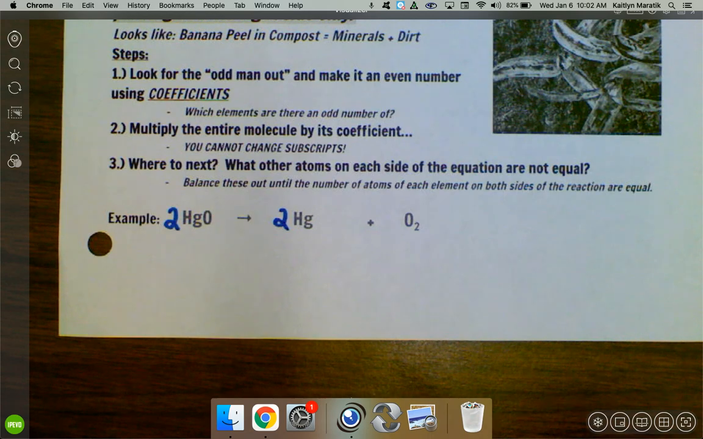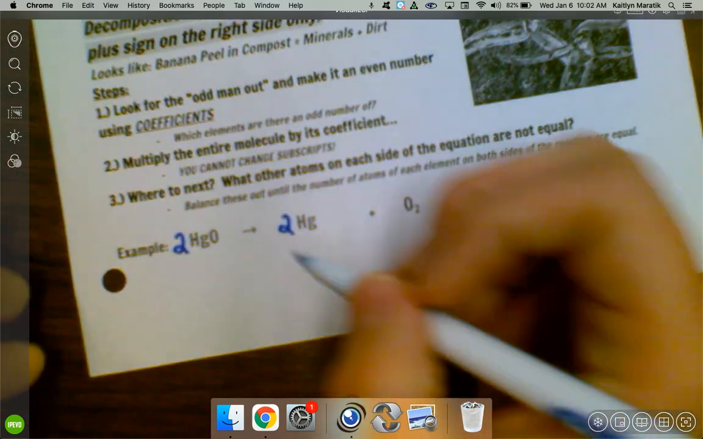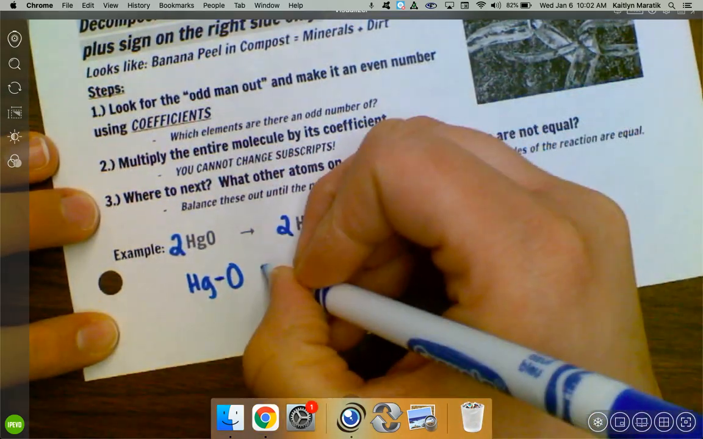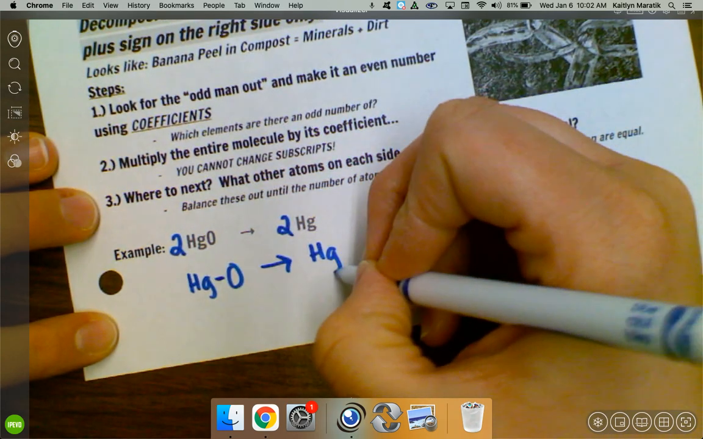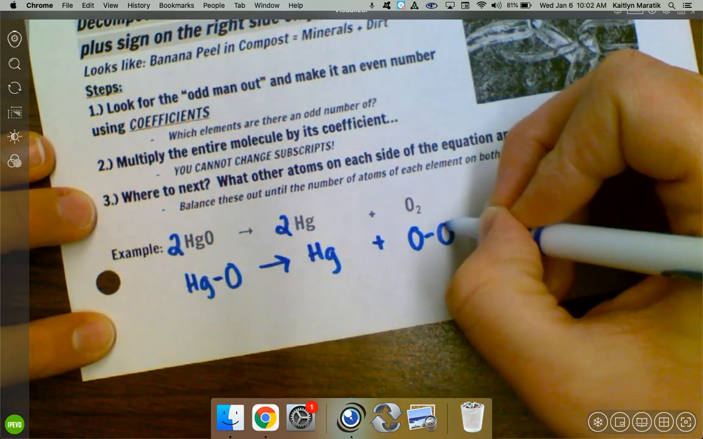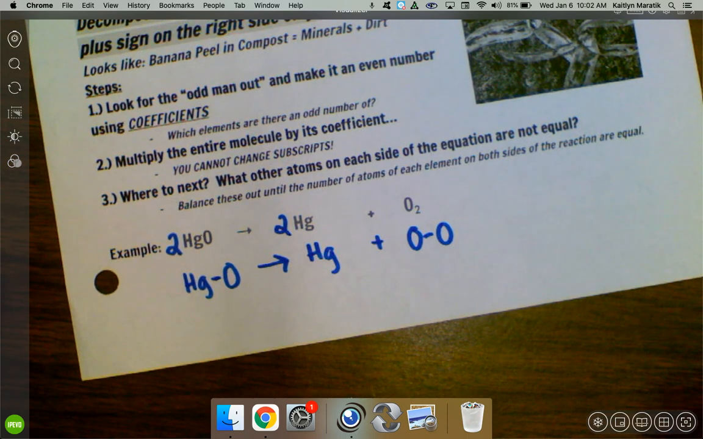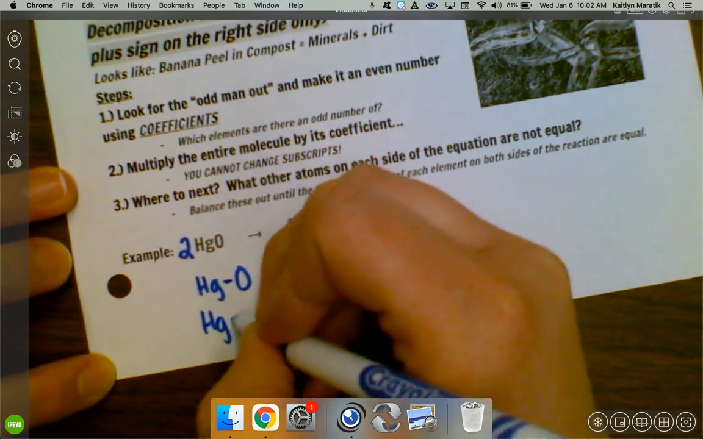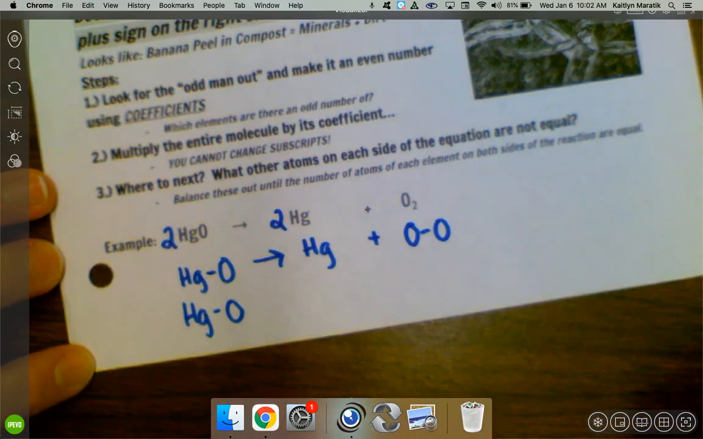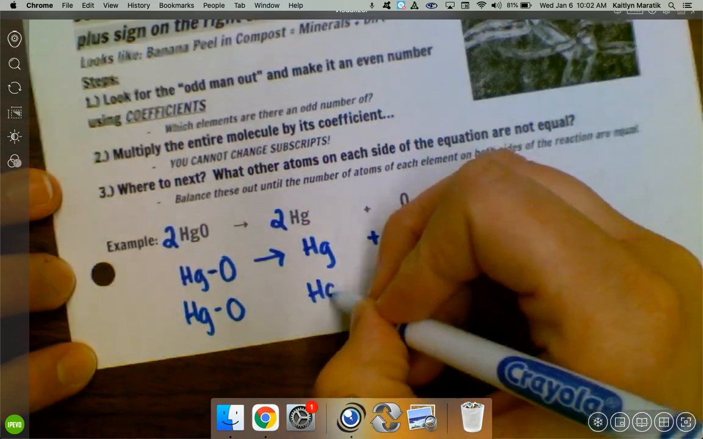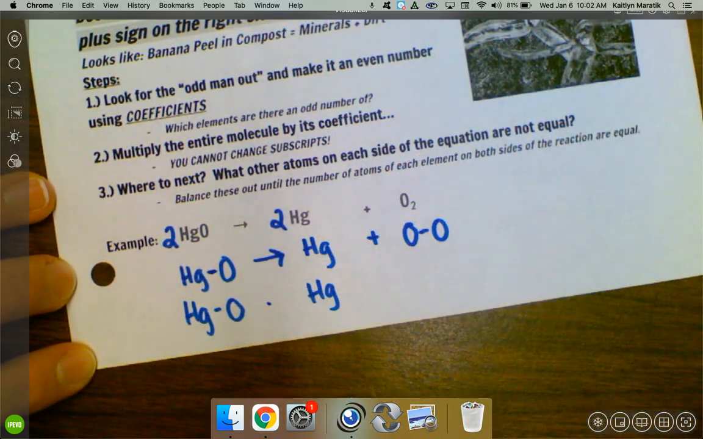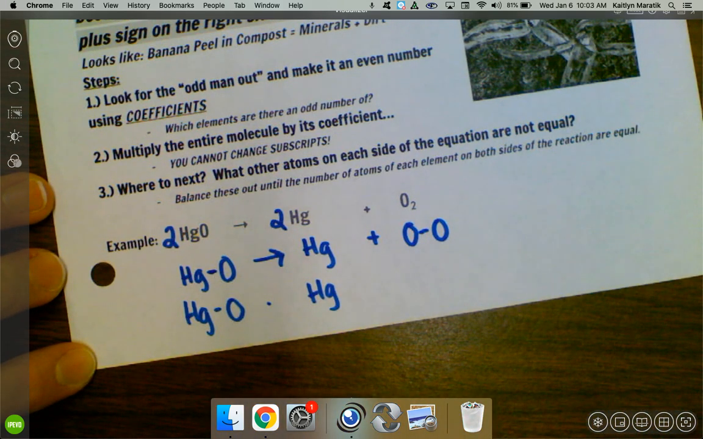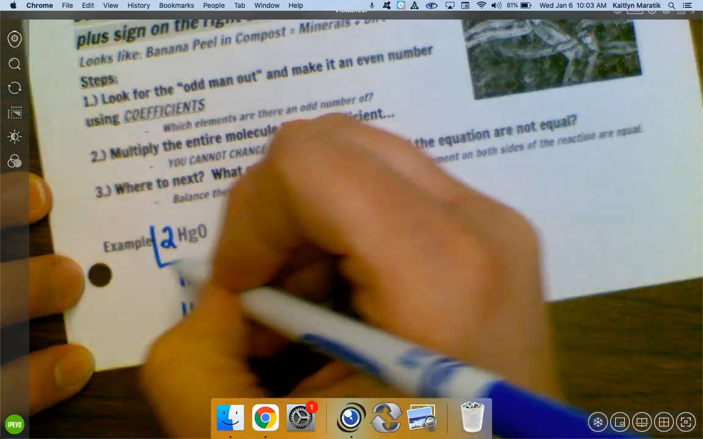Do I now have 2 oxygen over here? The answer is yes. Now if you're like, Miss Moradic, I'm just not getting it. What this was looking like is we had mercury bonded to an oxygen, which yields a mercury plus an oxygen that has 2 together. This all doesn't work out. So when we added this coefficient, it made it so we have a second mercury and oxygen set, and we have another mercury set over here. 1, 2, 1, 2, 1, 2, 1, 2. Are both my sides equal? Yes, they are.